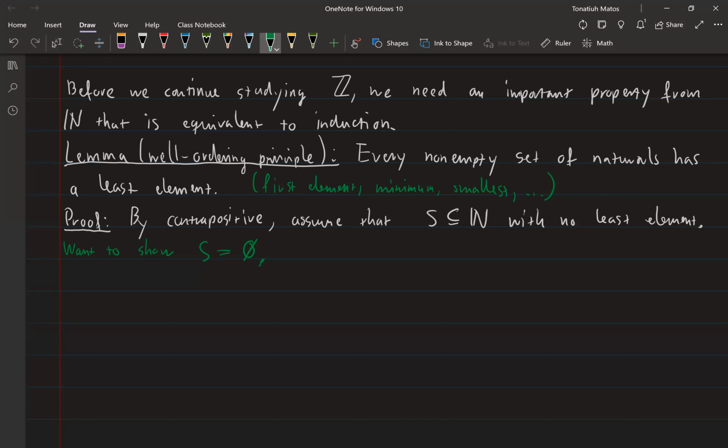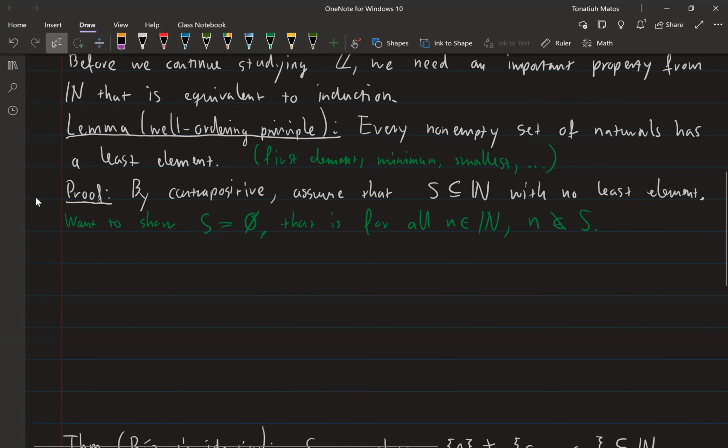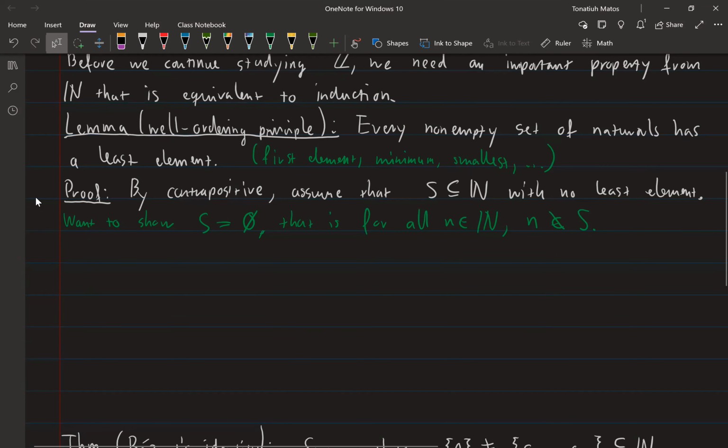Actually, let me write that down. That is, for all natural numbers, that natural number is not an element of S, right? That's the classic way that induction proofs are set up. You want to prove that something is true for all natural numbers. So let's prove that the first natural number satisfies this.